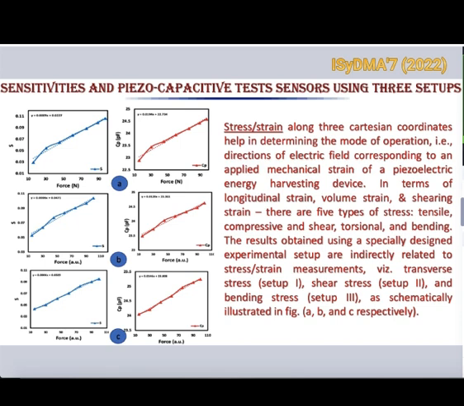So we have studied stress versus strain along three Cartesian coordinates to help determine the method of operation and the direction of the electric field corresponding to the applied mechanical strain. So as mentioned, we have conducted different experimentation. I'm going to show you a couple more slides. Of course, the time is limited because I want to get into the other applications as well.